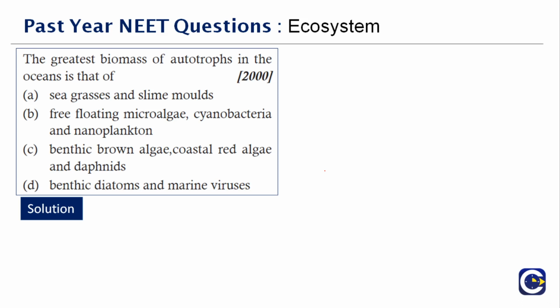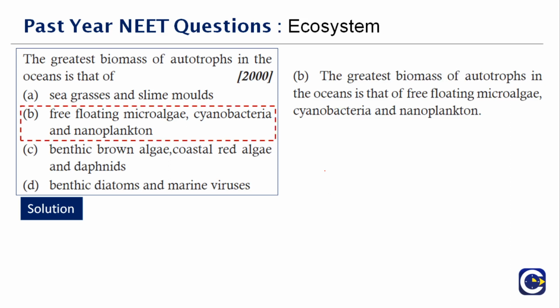Now what do you mean by biomass? It can be defined as plant or animal material that is used for energy production, or in various industrial processes as a raw substance. Now the greatest biomass of autotrophs in the oceans is in the free floating microalgae, cyanobacteria and nanoplankton. The correct answer is option B. These questions don't require much explanation because they are self-explanatory. When you go to an oceanic area, or even a lake, you see them growing, right?